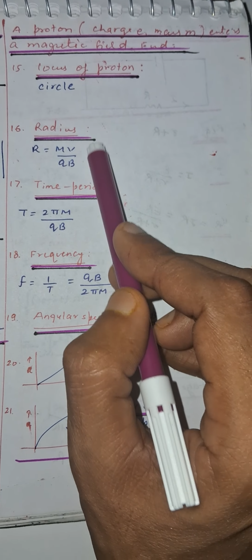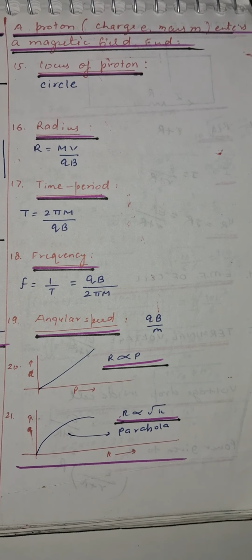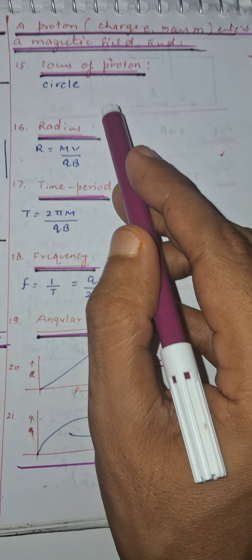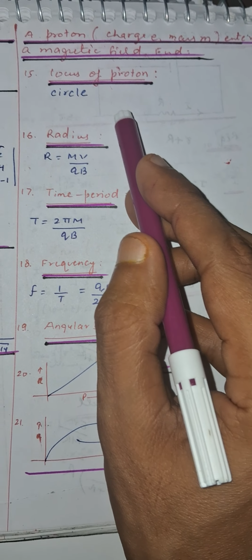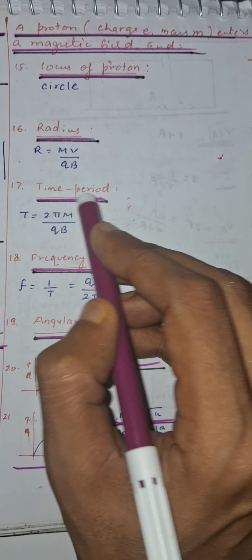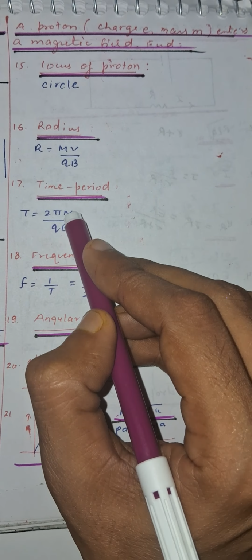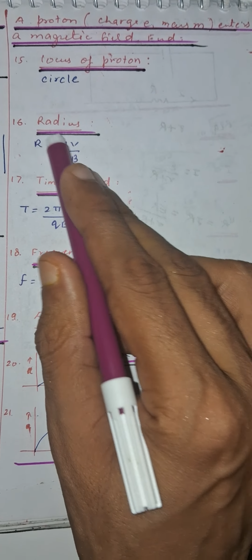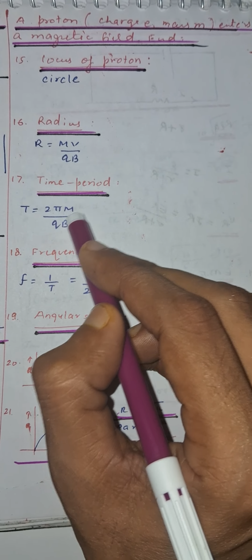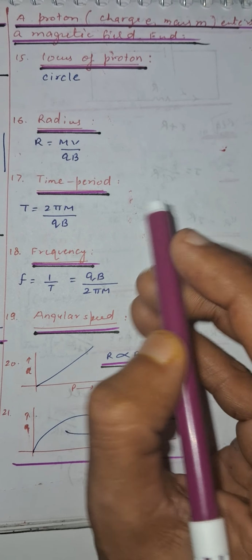From understanding the mechanics of this, centripetal force will be provided by the magnetic force. So we have mv square by r is qB into v. From here r will be mv upon qB. Next question is the time period. Time period is 2 pi r by v, and from here r by v is m by qB. So by eliminating we can see that T is equal to 2 pi m upon qB.